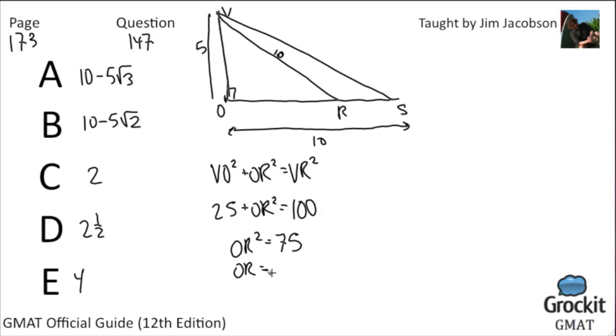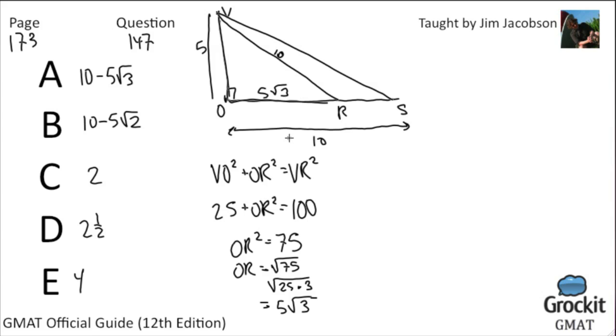So OR is the square root of 75, which is the same thing as the square root of 25 times 3, and we can take the square root out of this, so that equals 5 times the square root of 3. So this distance here, OR, is 5 times the square root of 3.